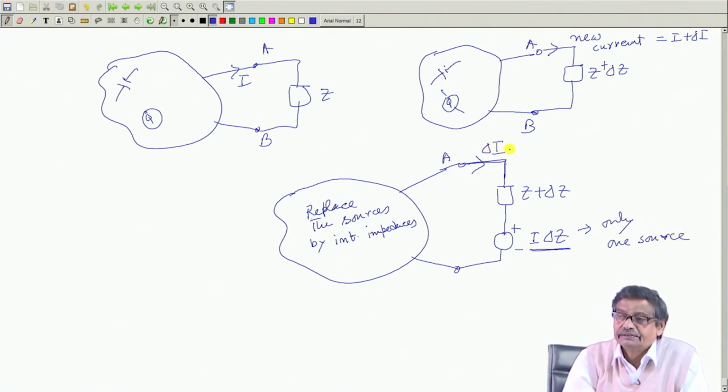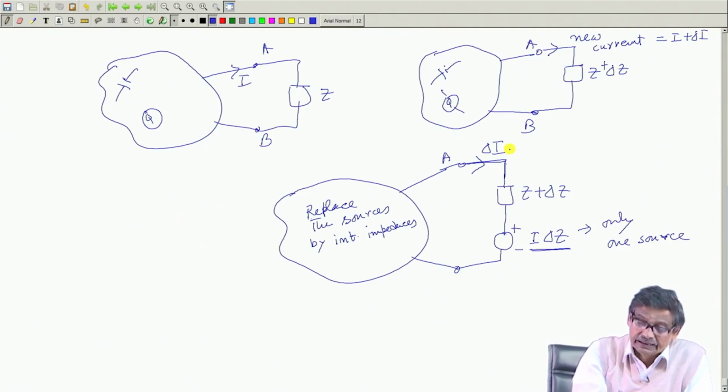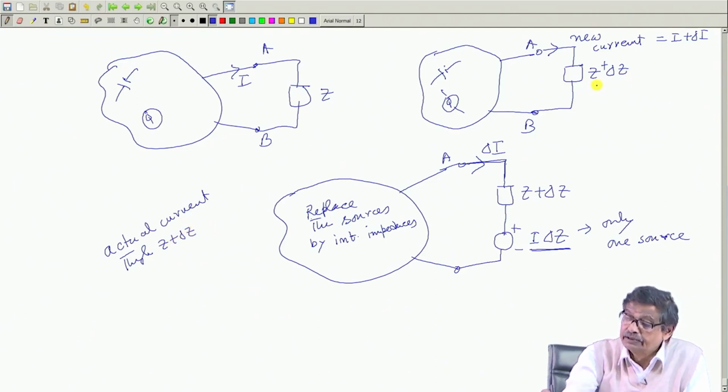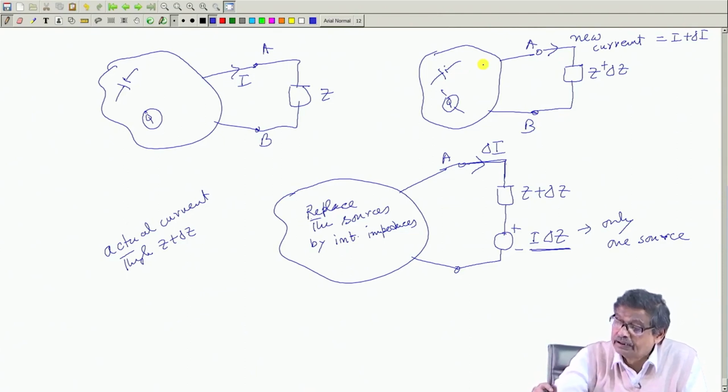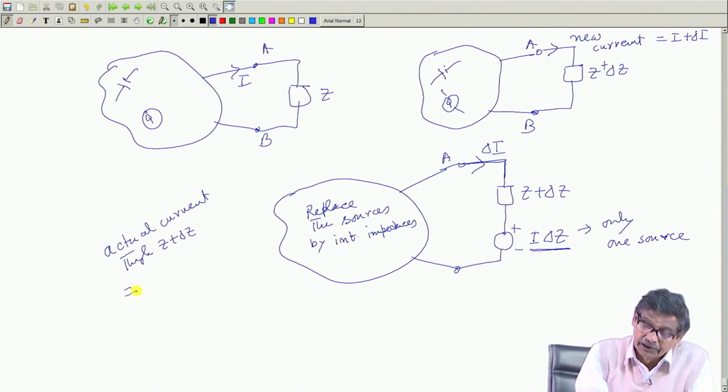And what current will you get? Delta I. And after you get delta I, you say the actual current through Z plus delta Z in this network, when all the sources are present, will be equal to I plus delta I. So, the target is to calculate this delta I.